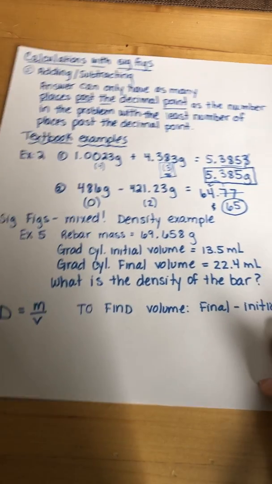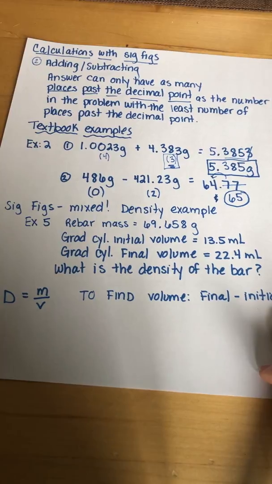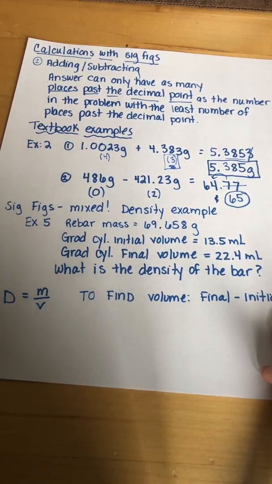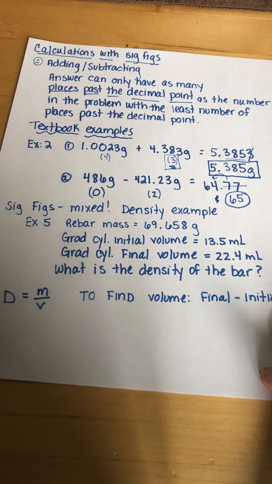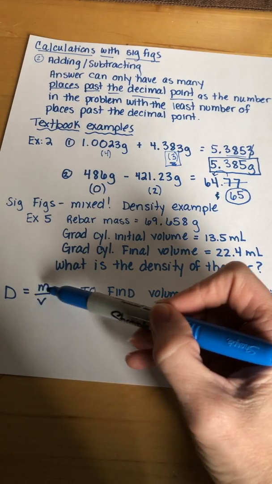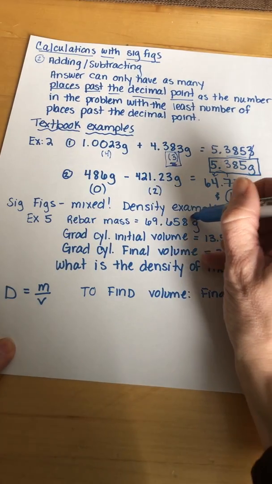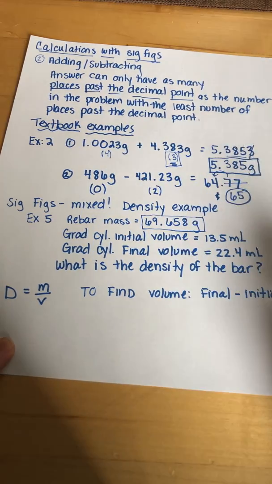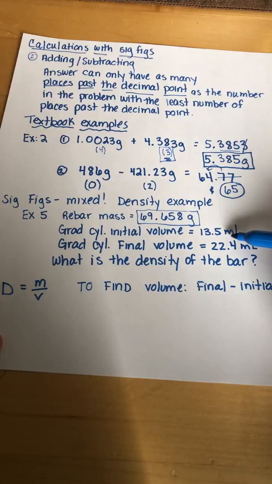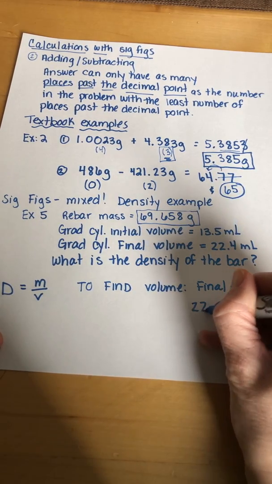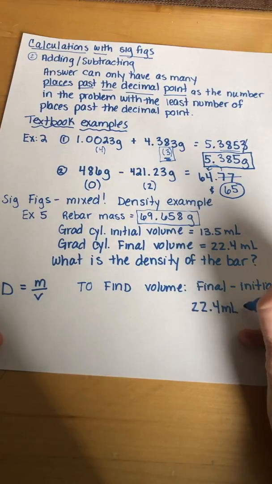Okay. All right, so now we're going to show an example mixing them together, like for a density problem. And this is example 5 in the same section that we've been in. It talks about lowering, in this case, a rebar into a graduated cylinder and seeing how the water level changes and calculating the density based on that. So in order to find density, we know that it's mass divided by volume. The mass is given to me right here, but the volume I have to do a little calculation to find out. I'm told the volume in the graduated cylinder before I drop in the rebar and after I drop in the rebar. So the difference between those 2 numbers is the actual volume due to the rebar.